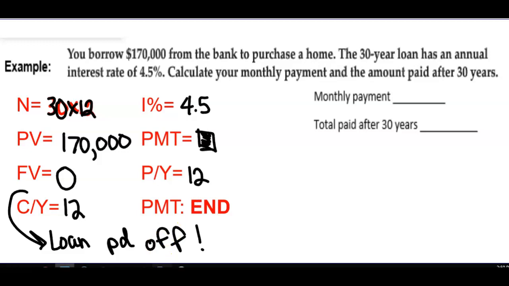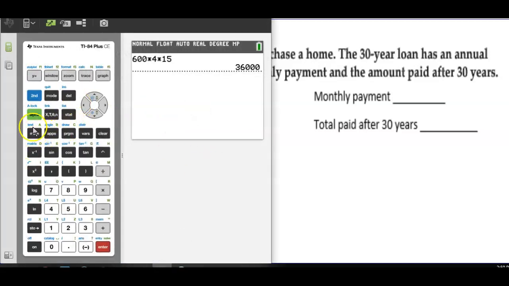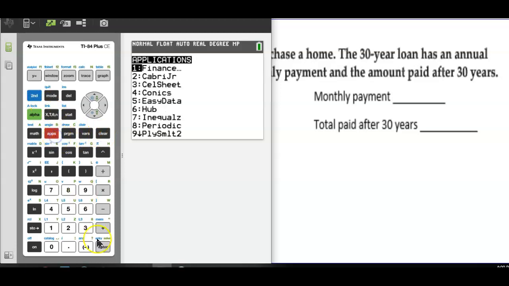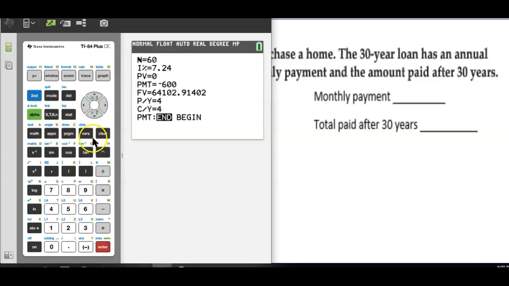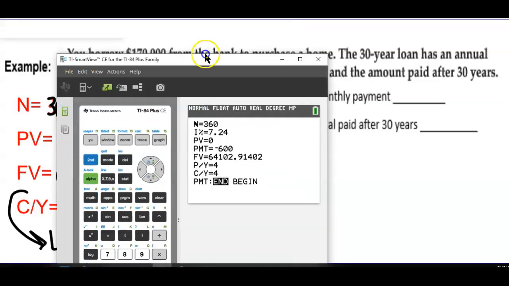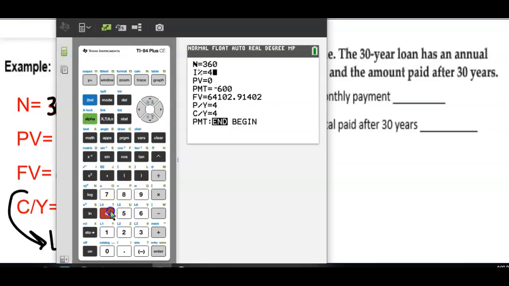So I'm going to go back to the app. Sorry, wrong button. Apps. Oh, that was good. Let's try again. Apps, enter, enter. It was 30 times 12 here. It was 4.5% here. Present value, 170,000 we're borrowing.